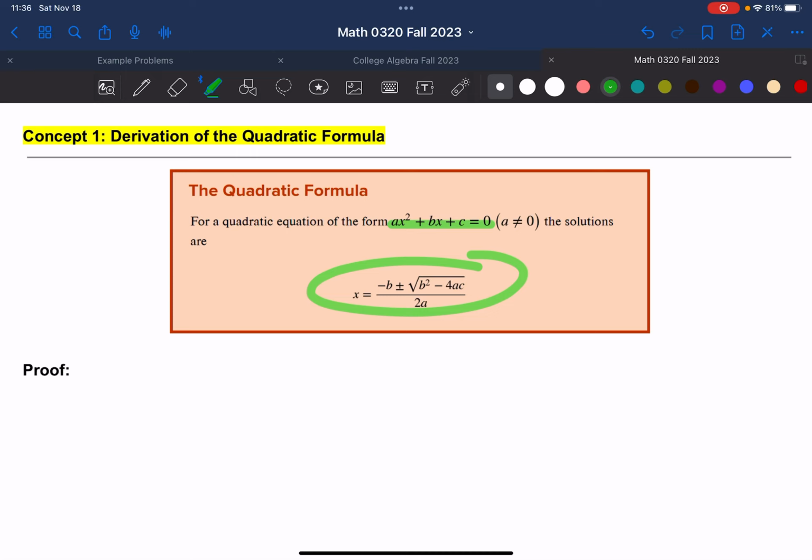And that quadratic formula is x is equal to negative b plus or minus the square root of b squared minus 4ac all over 2a. Okay. This quadratic formula, every single time you use it, will give you the correct answer. Unlike factoring. Sometimes with factoring, we get something that's not factorable. That won't happen with the quadratic formula.